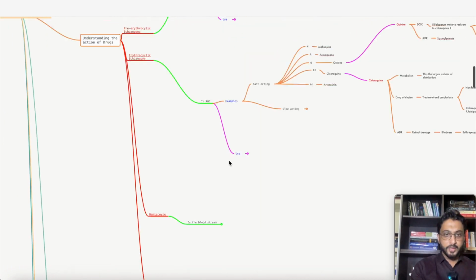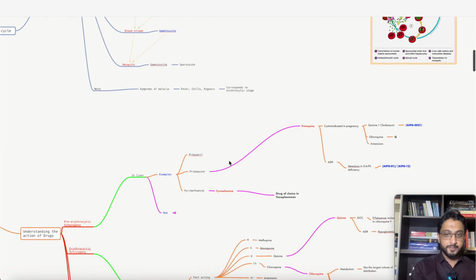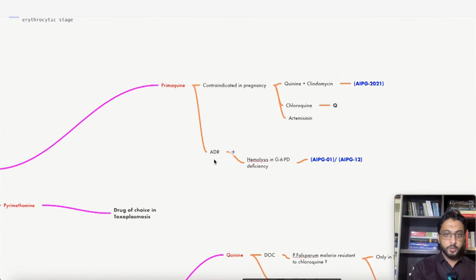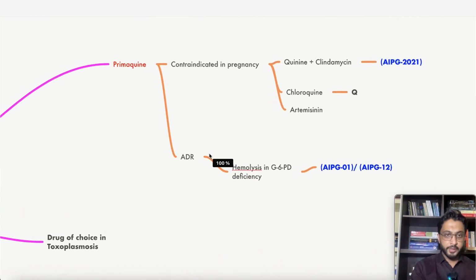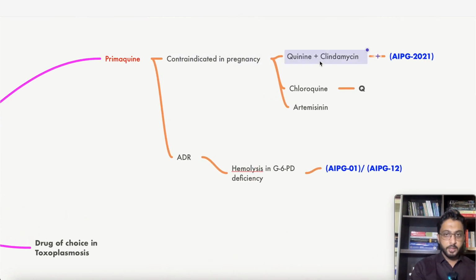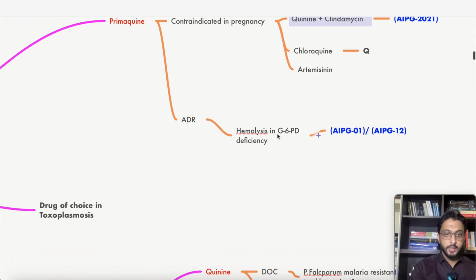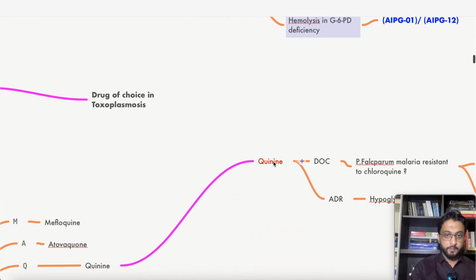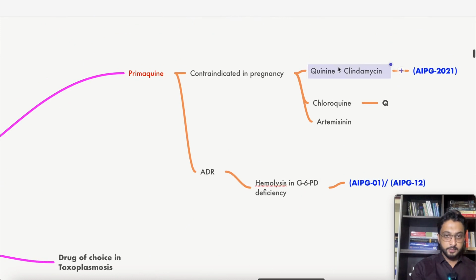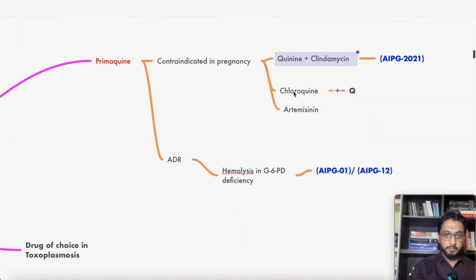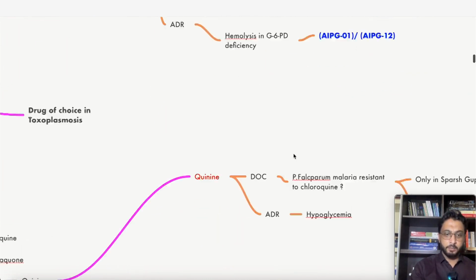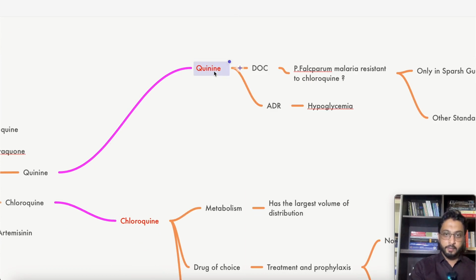Don't forget the order, though I've just reviewed in a different order this time. Please note that it was primaquine we started, which is contraindicated in pregnancy, and we have the quinine, which was the option there. Hemolysis and G6PD. Then quinine was the next drug, which we said is the drug in pregnancy. Along with chloroquine, you can also learn artemisinin. So quinine is the next drug we are studying.